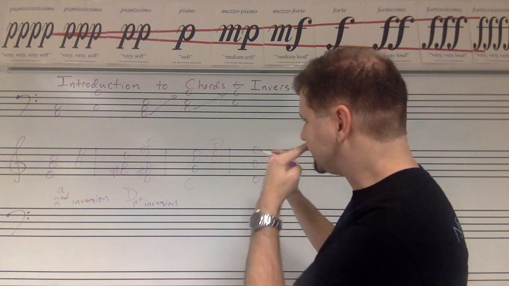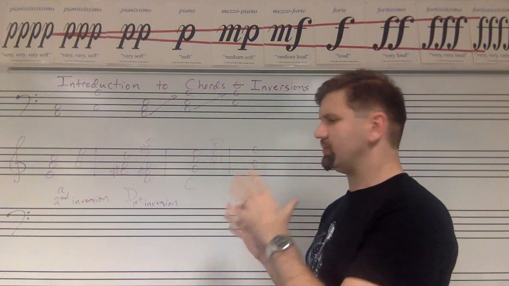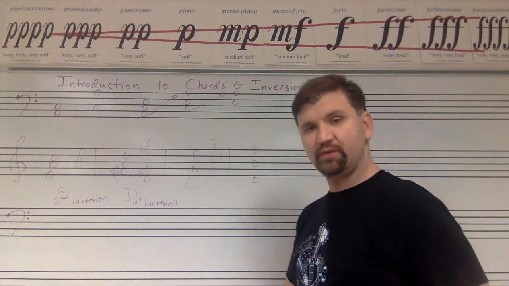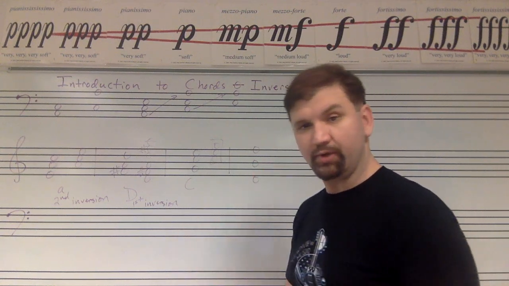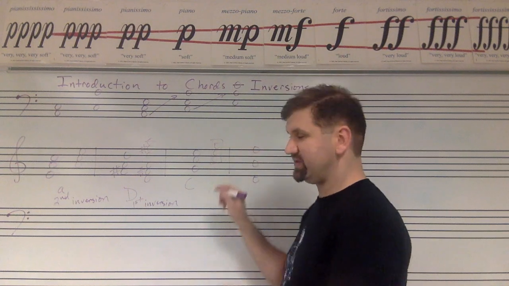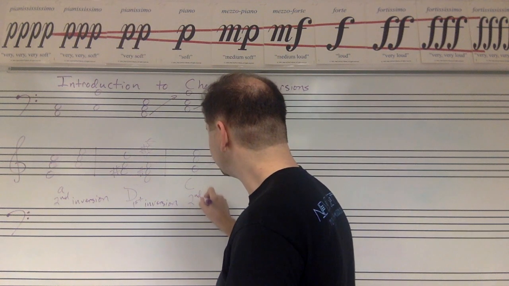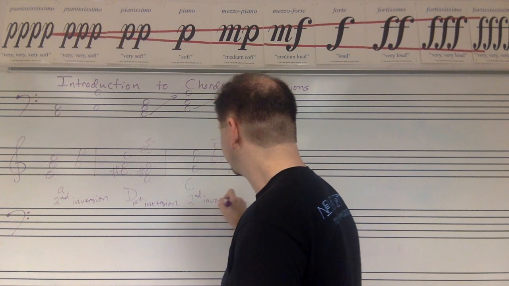And which one is this? Is this first inversion or is this second inversion? Is it the third of the chord on bottom or is it the fifth of the chord on bottom? It's the fifth of the chord, C, E, G. G is on bottom. So it's C in second inversion.